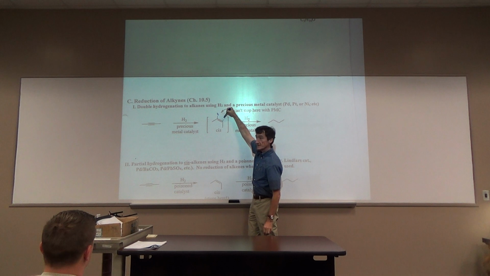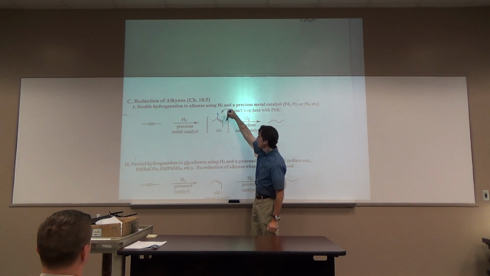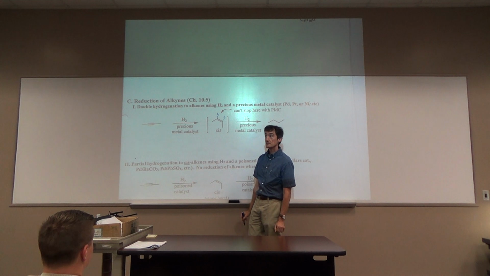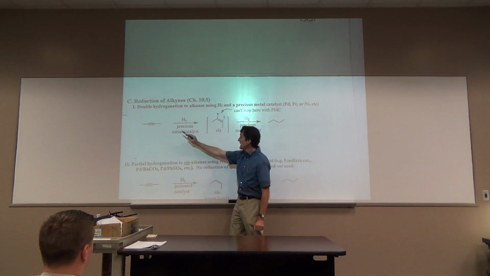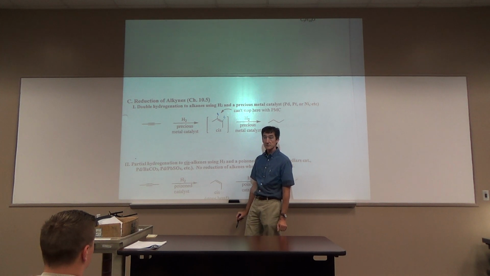Now the two H's are on the same side because they came in from the metal surface, right? So it would look like this, and that's cis because the two main groups are cis. So hydrogenation of an alkyne gives a cis alkene. Should make sense, you know?